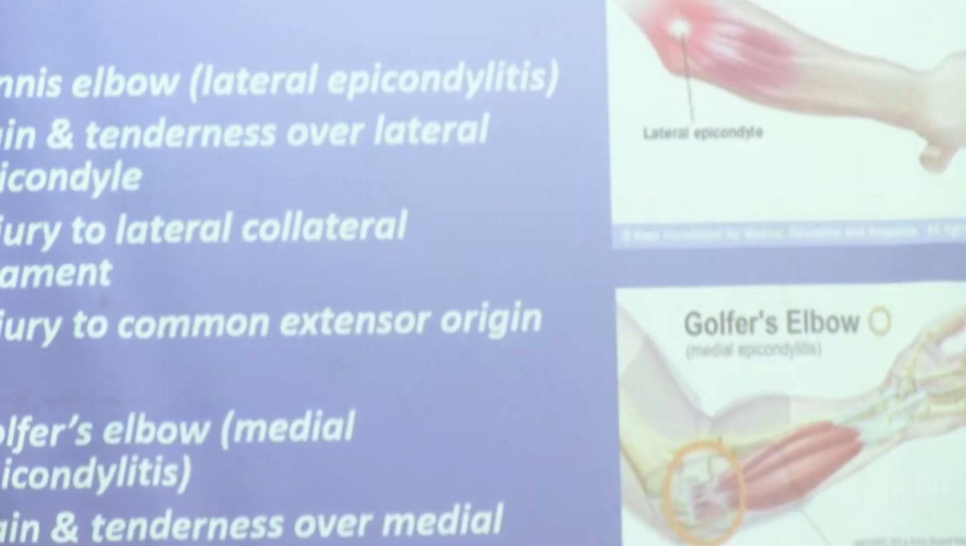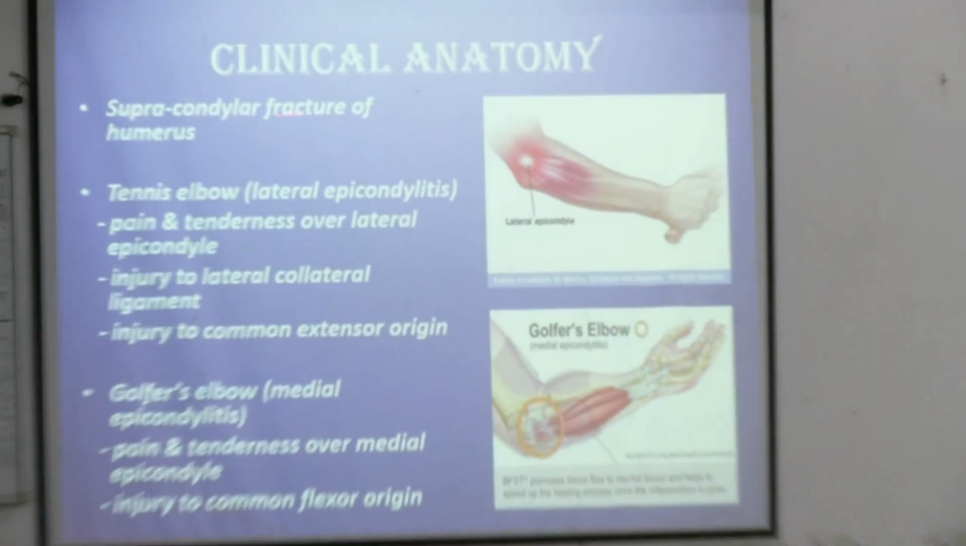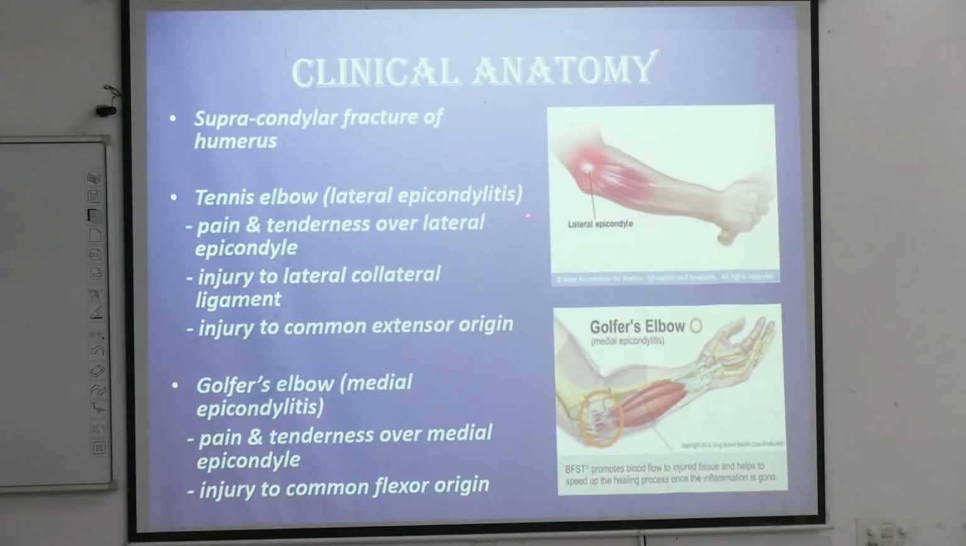Now clinical anatomy. Supracondylar fracture of humerus, and tennis elbow, lateral epicondylitis: pain and tenderness over the lateral epicondyle, injury to the lateral collateral ligament, injury to the common extensor origin. These two you get as a short note for 4 marks or 2 marks or something like that.